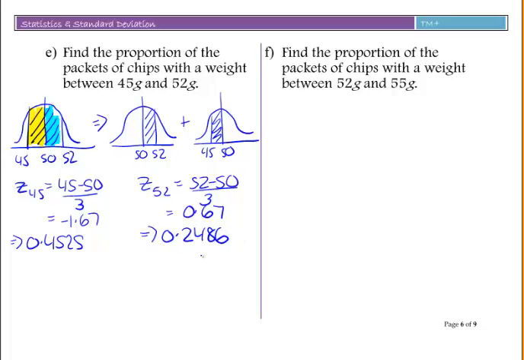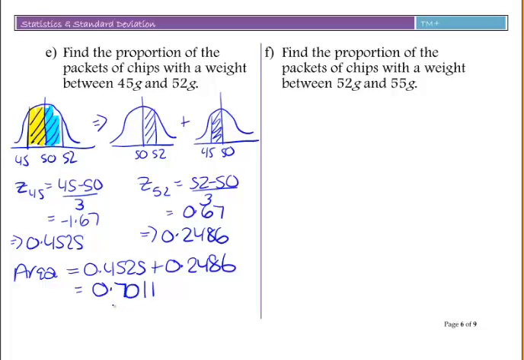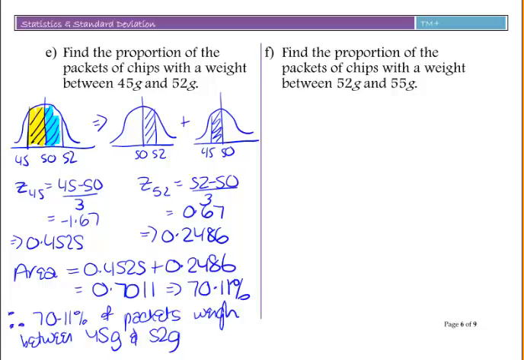So I've got my two proportions. So area is going to be 0.4525 plus 0.2486, which gives me 0.7011, or 70.11%. So finish with the therefore statement. So you've got therefore 70.11% of packets weigh between 45 and 52 grams.